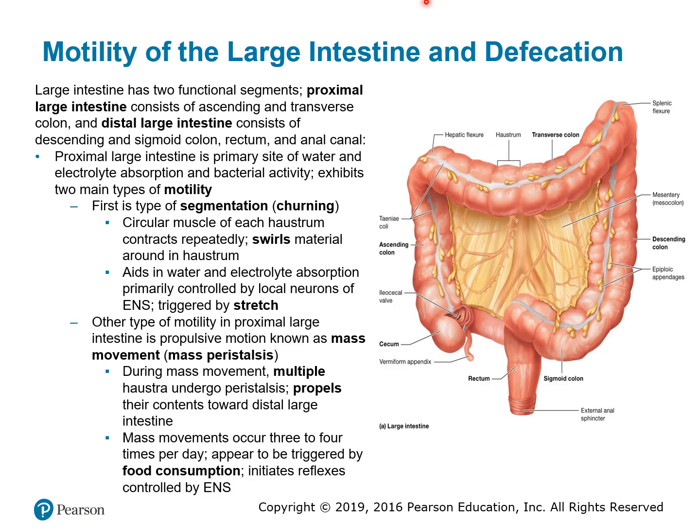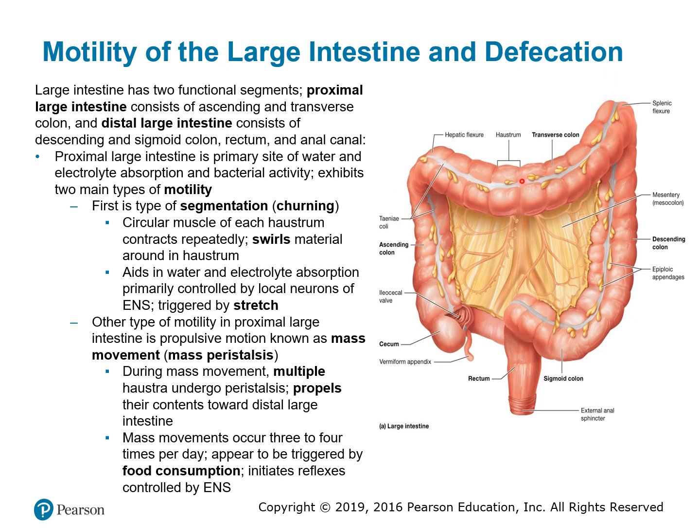Now, same thing as the other organs, motility has to happen in order for the absorption of water and electrolytes to happen, and then also defecation of anything that is not needed. The large intestine has two functional segments. The proximal large intestine consists of the ascending and transverse colon. So ascending is here, and the transverse colon is here.